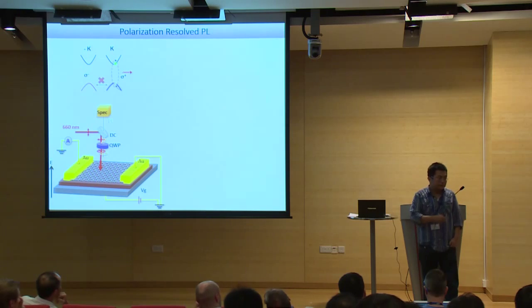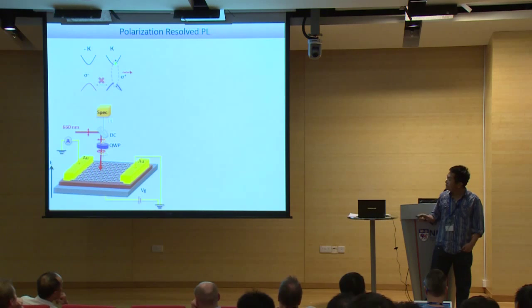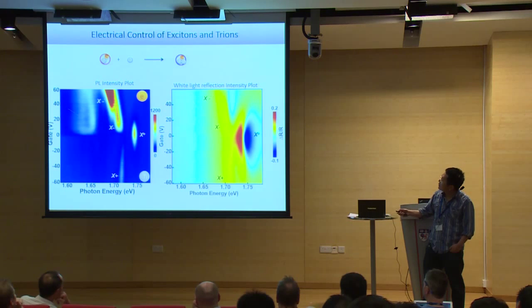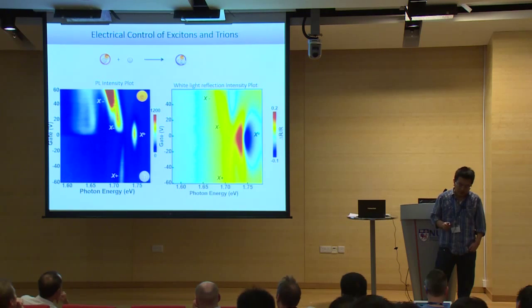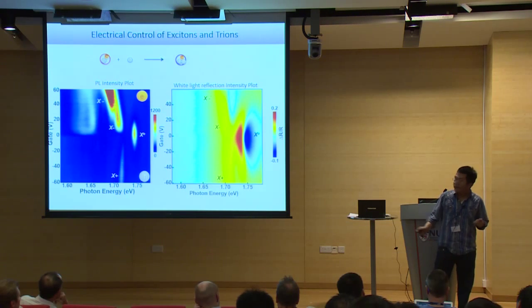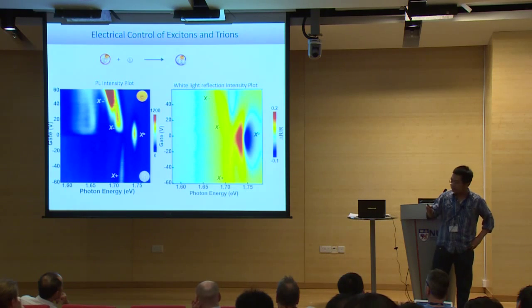Can I ask you, what's that feature around 1.6 electron volts? Which one? This one? Yeah, up there. Yeah. So this is a complex feature. There's a mixture of impurity bound exciton and also phonon sideband. So the sharp line here, we believe, is a phonon sideband. And there's a broad feature here corresponding to the impurity bound states.